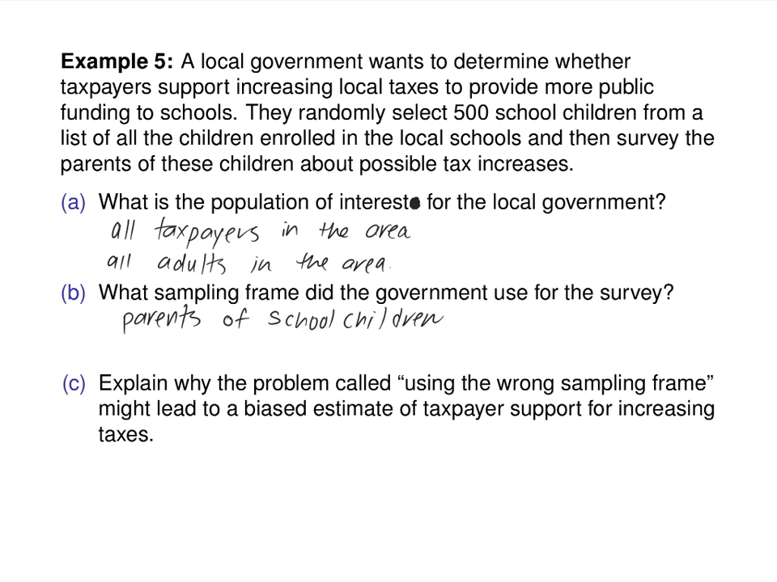It's definitely possible. So explain why the problem called using the wrong sampling frame might lead to a biased estimate of taxpayer support. If they do this, do you think they're probably going to see more support than there actually is in this group or less? More. Yeah, they're probably going to observe more support in this group.